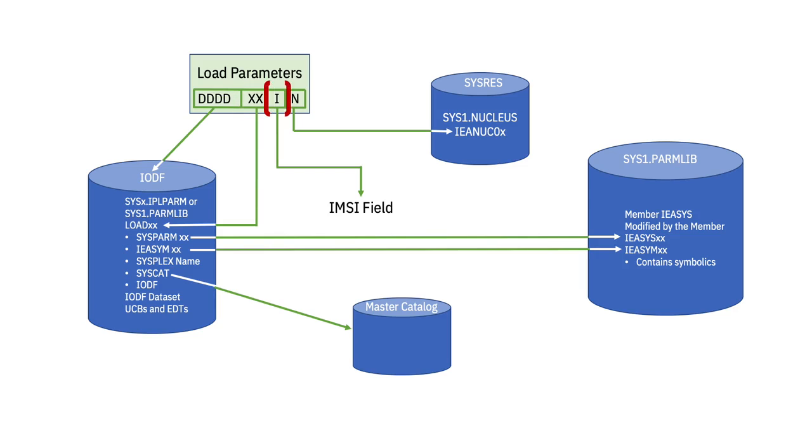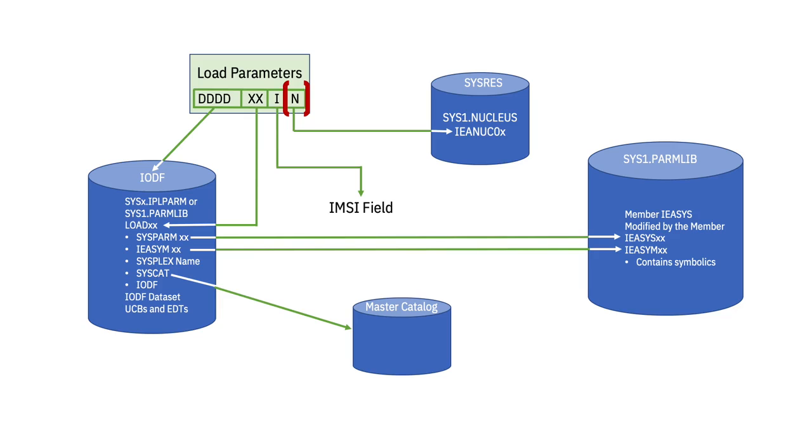The 7th position indicates what messages and prompts should be displayed at IPL time. And then the last position, way at the end, is the IEANUC0 member, usually pronounced IEA Nuke 0. Guess what? More on that in a bit too.